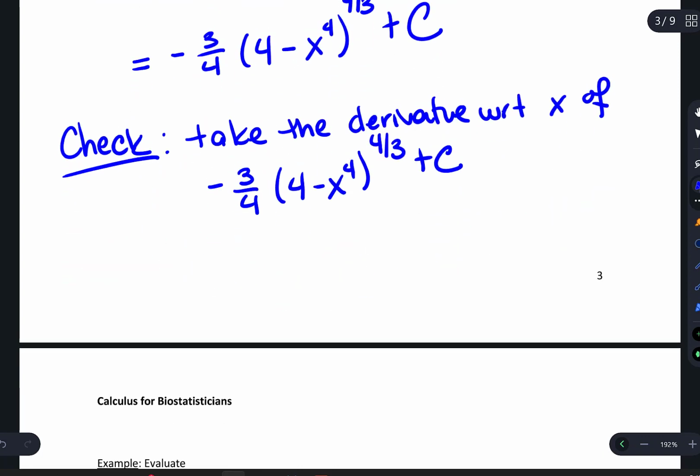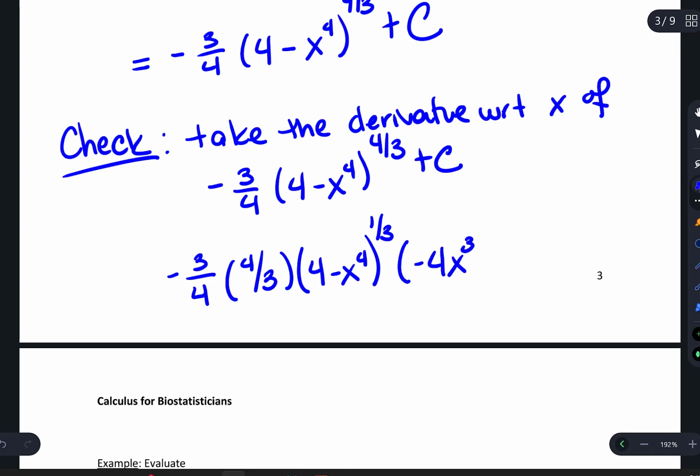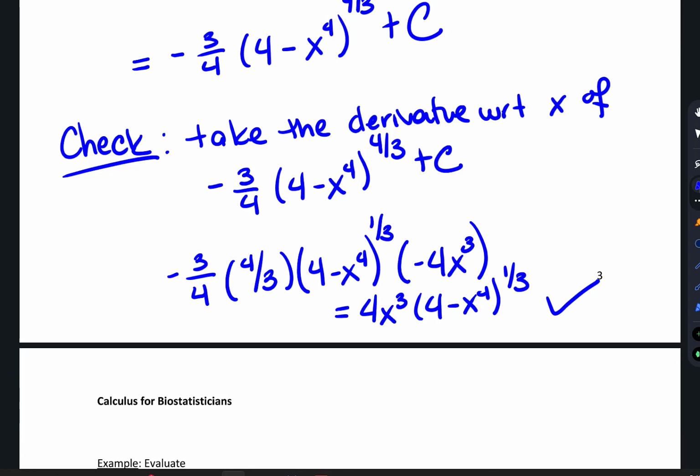And we're going to apply the chain rule, keeping in mind that the derivative with respect to x of c, since c is a constant, is just going to be 0. So applying the chain rule to the first term, we're going to have negative 3/4 times 4/3 times (4 minus x to the 4th) to the 1/3 times minus 4 x to the 3rd. And again, that is by application of the chain rule. And notice this is equal to 4 x to the 3rd times (4 minus x to the 4th) to the 1/3 power. And that is our original function, so that checks out.